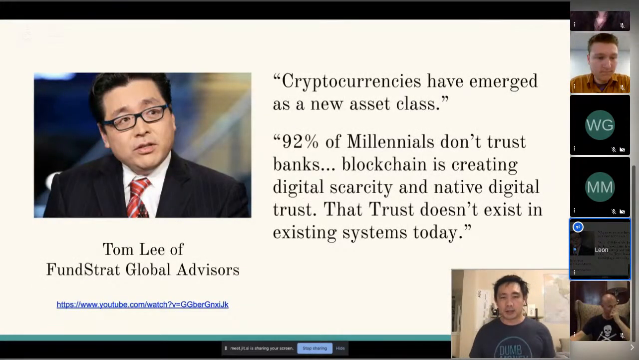I'm paraphrasing a lot from a talk that Tom Lee from Fundstrat did from Global Advisors. He did a talk on generational investing. To paraphrase some quotes from that talk, cryptocurrencies have emerged as a new asset class. 92% of millennials don't trust banks. Blockchain is creating digital scarcity and native digital trust. That trust doesn't exist in existing systems today. And Dan will cover why you don't need to trust anyone with a blockchain.